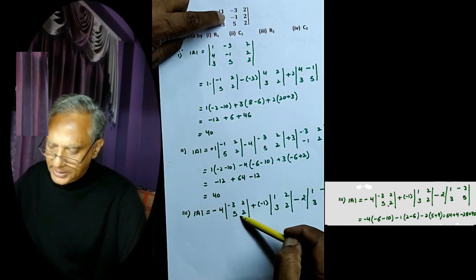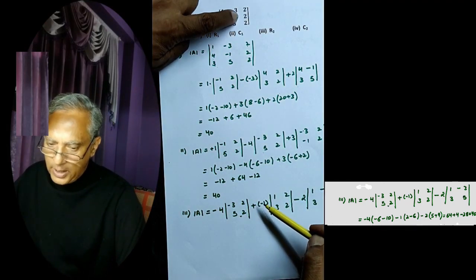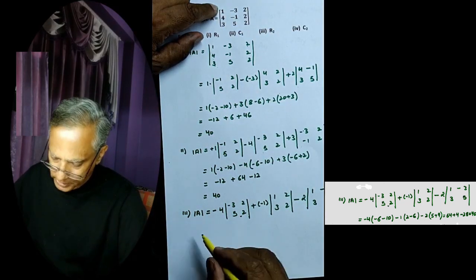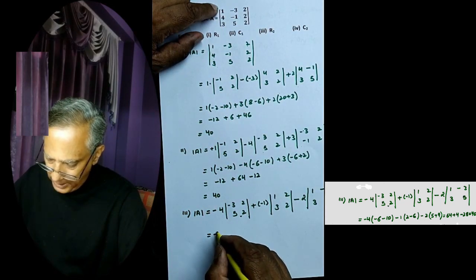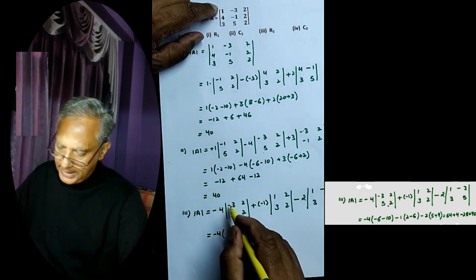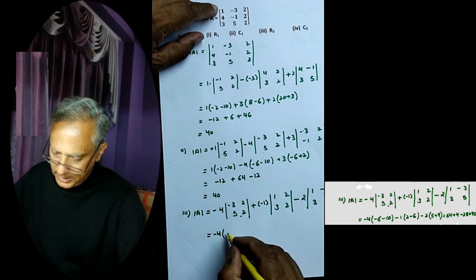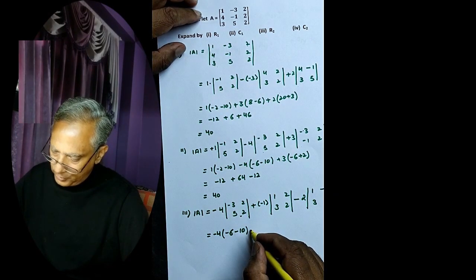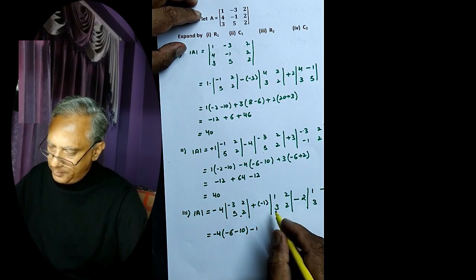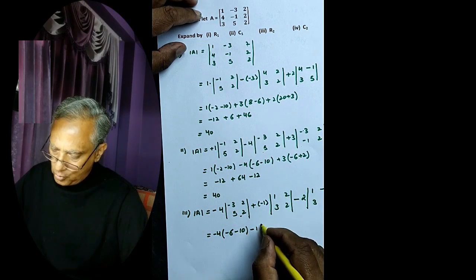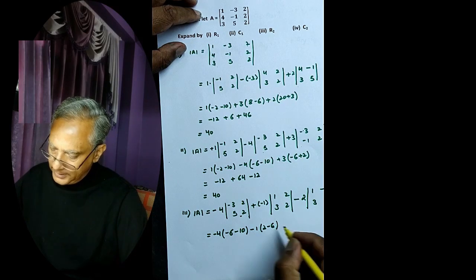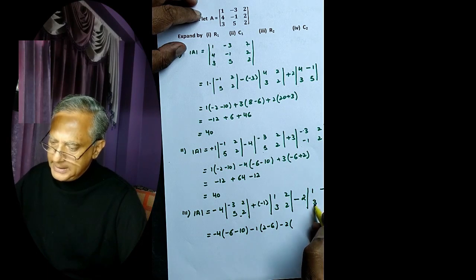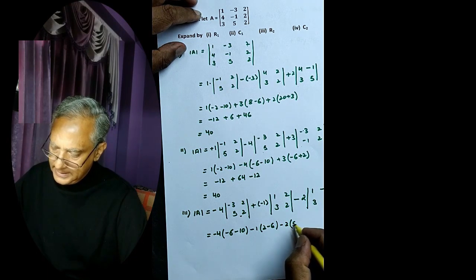The next entry will be plus. This minus 1 into, delete the row and column, 1, 2, 3, 2, and similarly this. So we get minus 4 into this will be minus 6, minus 10. This will be minus 1 into, this will be 2 minus 6. And this will be minus 2 into this will be 5 plus 9.